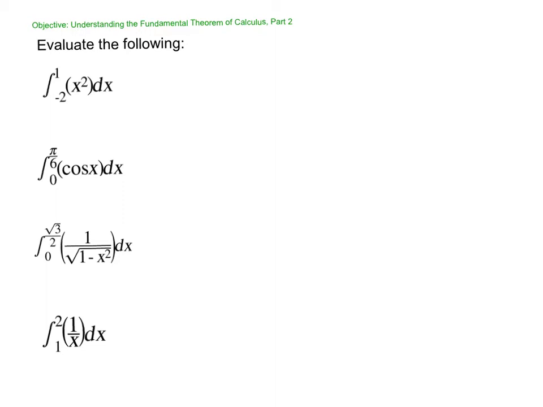Okay, so the integral from -2 to 1 of x squared. So what would we do there? Start with your antiderivative. What's the antiderivative of x squared? We add 1, so x cubed, and then divide by the exponent, or you could do 1/3. I like doing the fraction. And then we're going to go from -2 to 1.